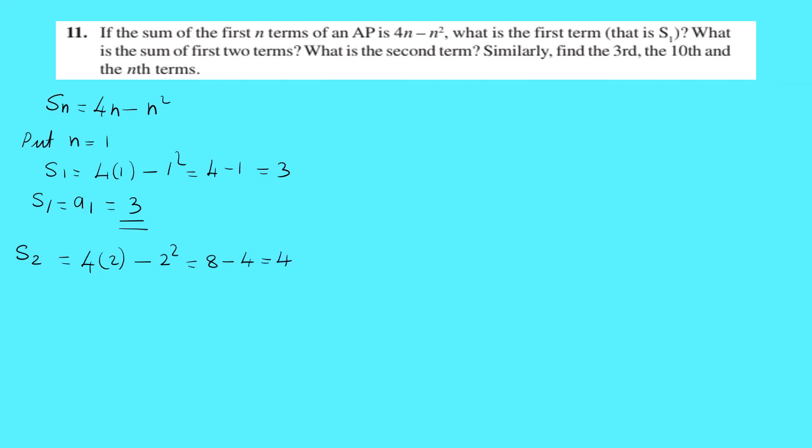Now you have to find what is the second term. Second term means A2. You already know that An equal to Sn minus Sn minus 1. You have to use this formula. So A2 equal to S2 minus S1. That is, S2 is 4 and S1 is 3. 4 minus 3, that is 1. Therefore, A2 equal to 1. So you are getting A2 as 1.